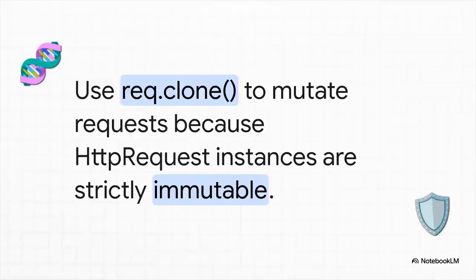Now, as you look at applying these use cases, it's highly, highly important to remember a core rule of Angular HTTP. Request objects are strictly immutable. You cannot just change a property on the request as it passes by. Any modification you want to make, like adding that auth token to the headers, requires you to clone the request first using the req.clone method. Apply your changes to the clone and then pass that clone along to the next function.